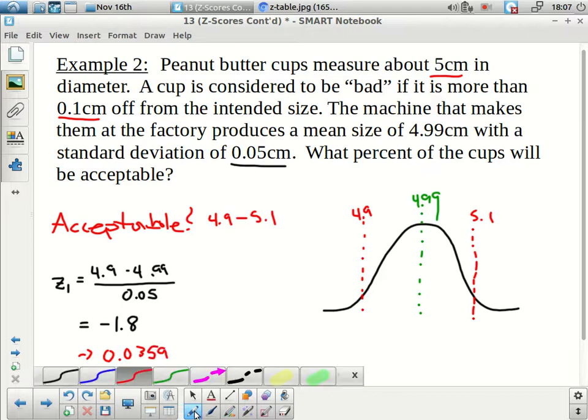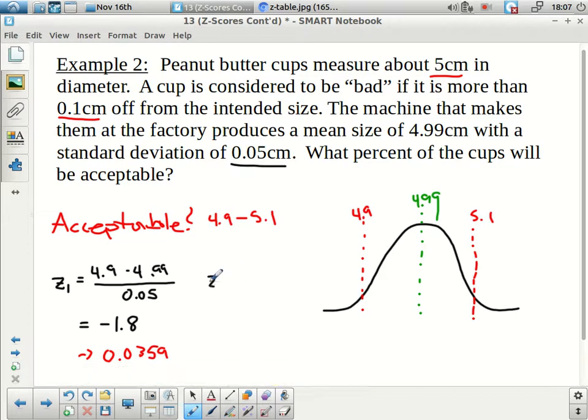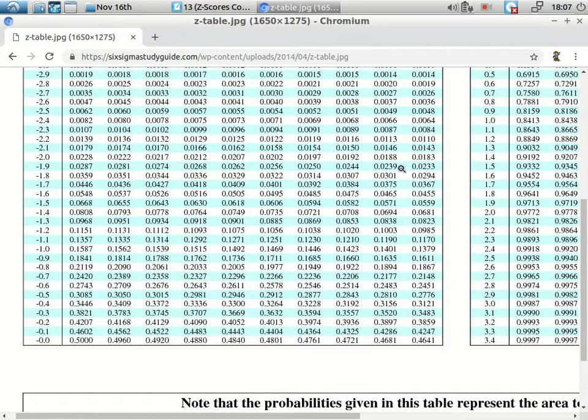Now we'll do the same thing again for the other score, Z2. So I have 5.1 minus 4.99, and then divide by 0.05, and that is 2.2. And again going to our table, that is 0.9861.